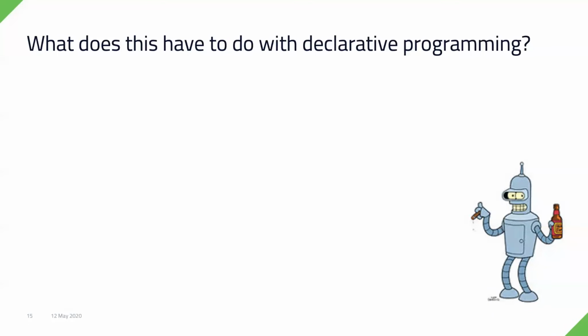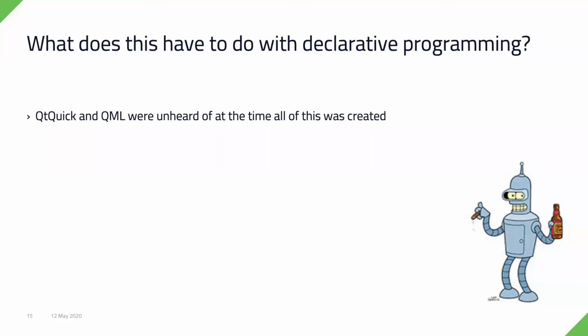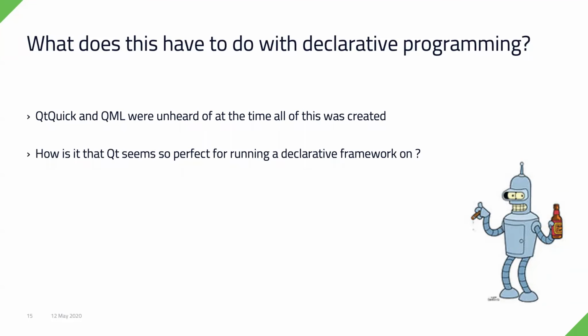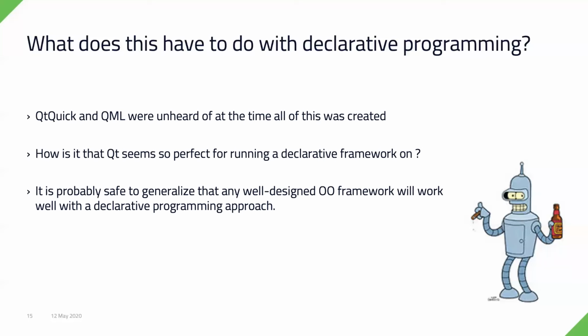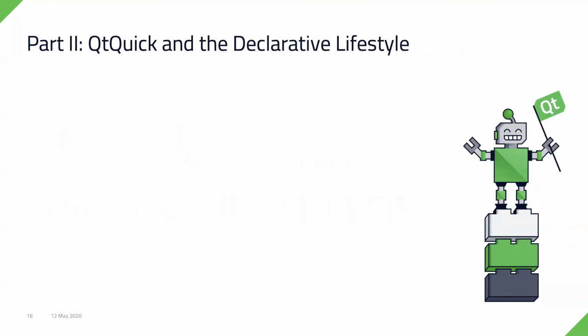So all of this, what does it have to do with declarative programming? At the time the Qt C++ framework was being put together, Qt Quick and QML were not around, and nobody was really considering creating them. It seems that Qt is fantastic for running a declarative framework on because it has all these features. And I think in many ways, it's fair to say that any well-designed object-oriented framework will work very well with a declarative programming language approach. A declarative language is basically something you can do if you have a really solid object-oriented framework to build it upon. And what do I mean by that?